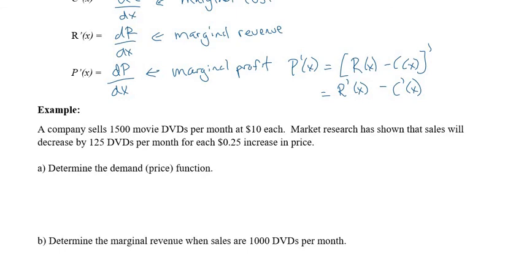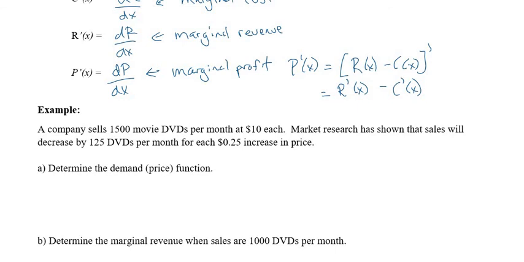A company sells 1,500 movie DVDs per month at $10 each. Market research has shown that sales will decrease by 125 DVDs per month for each 25-cent increase in price. So you may have seen these types of problems when you were in grade 9 or grade 10. We're going to come back to them a little bit. So it's asking us to find the price function.